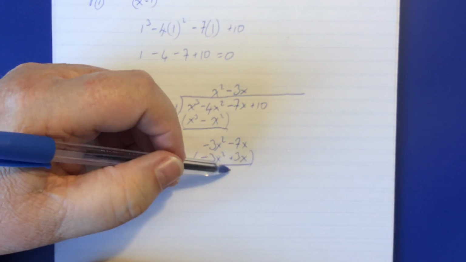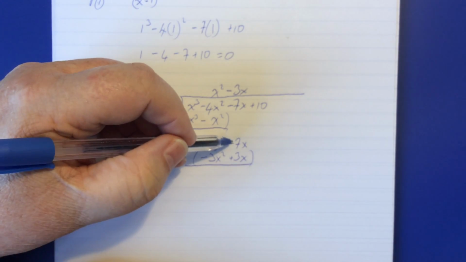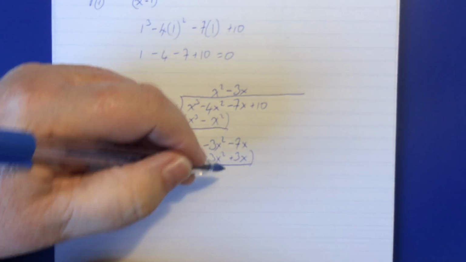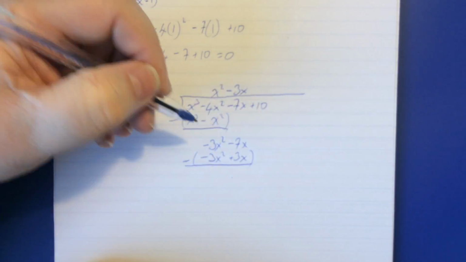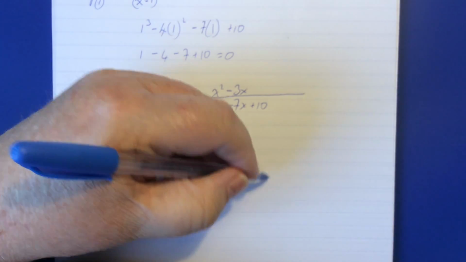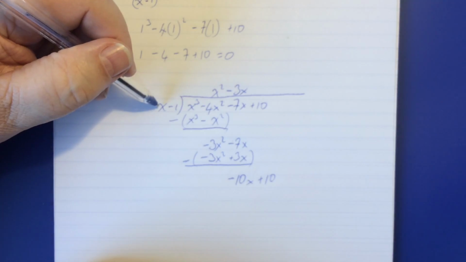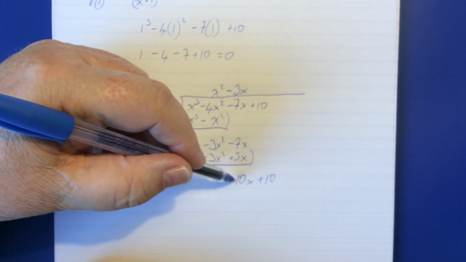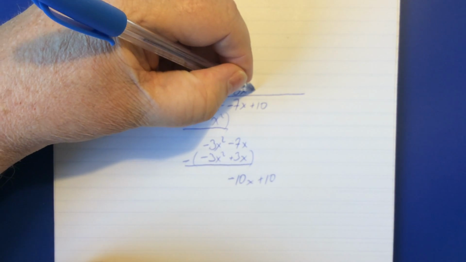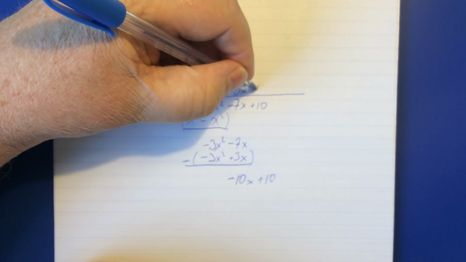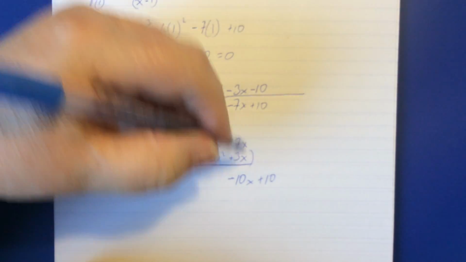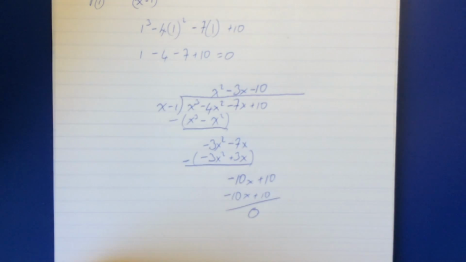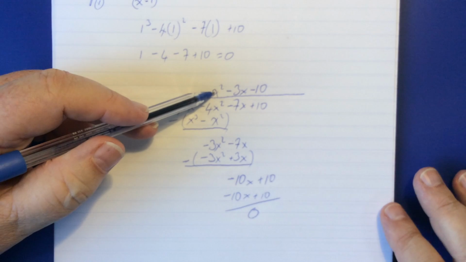And this is going to work out, I can tell already. This disappears. Negative 7x minus 3x gives me negative 10x, and I bring down the 10. What do I do to this to get negative 10x? Well, I multiply it by negative 10. And that gives me negative 10x plus 10, 0 remainder. This is my quadratic factor.